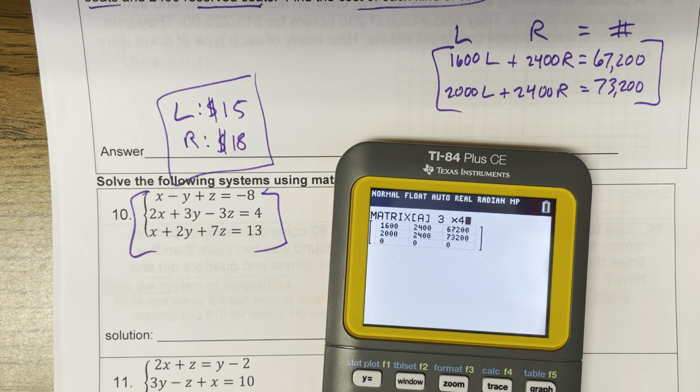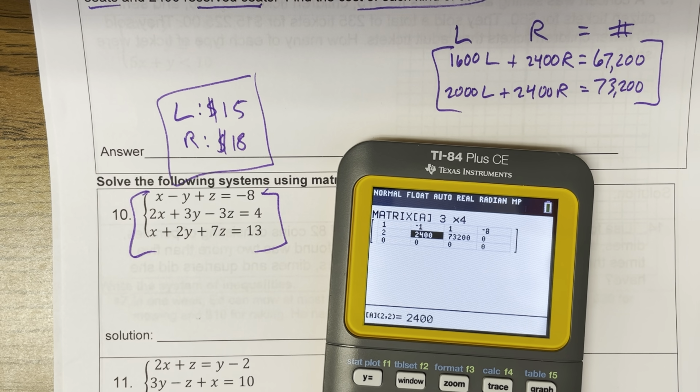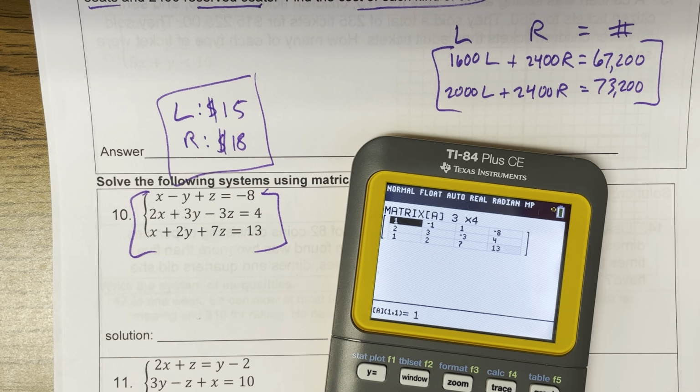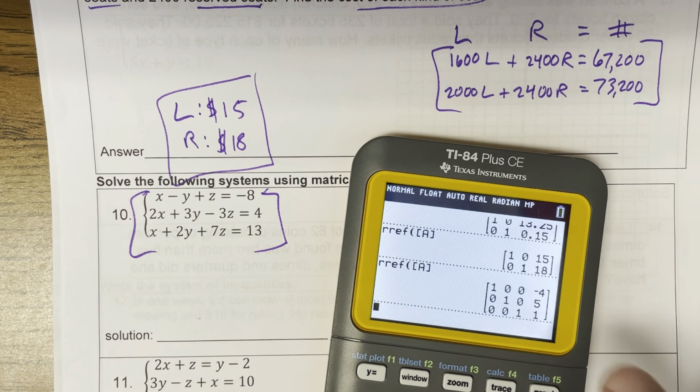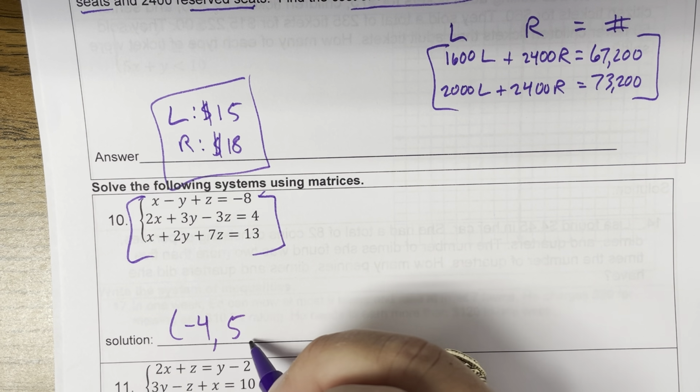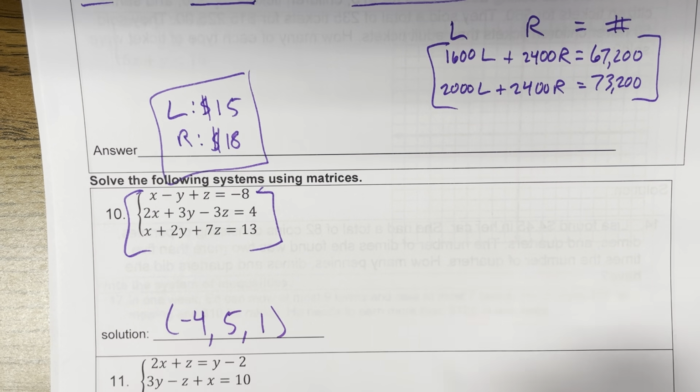This one's a 3 by 4, and we have 1, -1, 1, -8, 2, 3, -3, 4, 1, 2, 7, and 13. And there's my answers right there. So my X is -4, my Y is 5, and my Z is 1.